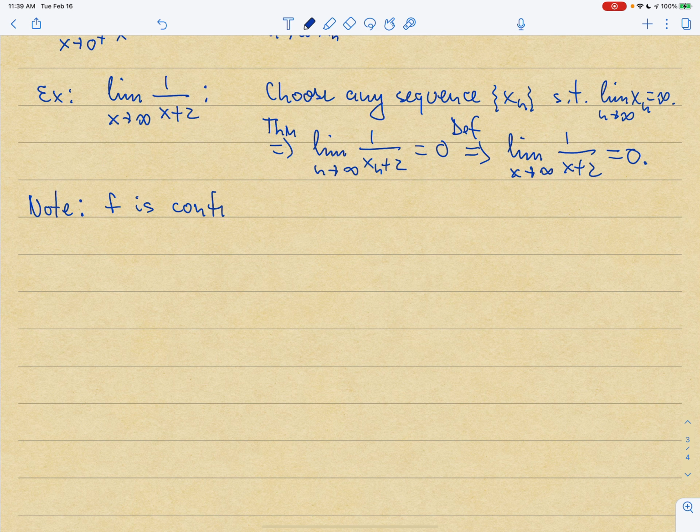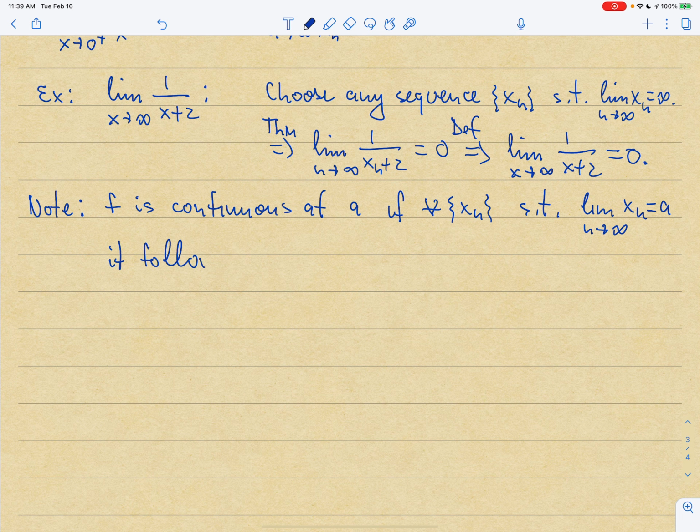F is continuous at a per our definition that we gave last week if for any sequence xn such that the limit as n goes to infinity of xn is equal to a, it follows that the limit as n goes to infinity of f of xn should be equal to f of a, right? That was a sequential definition of continuity.